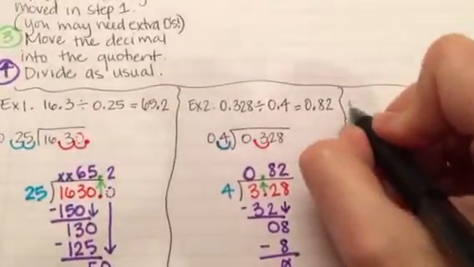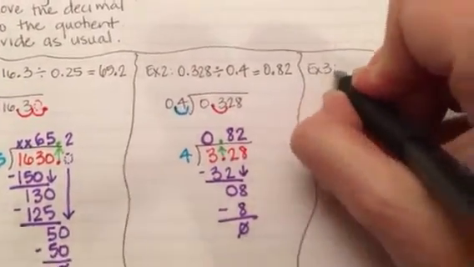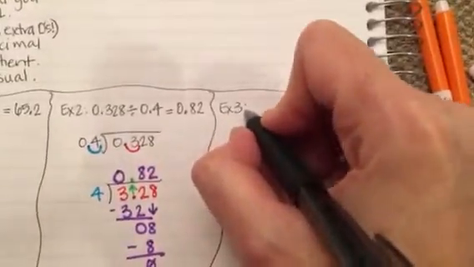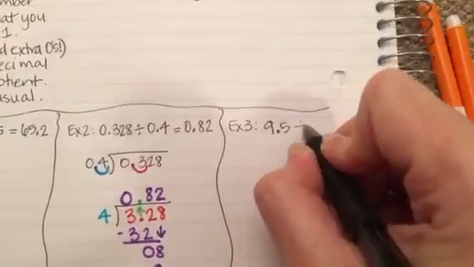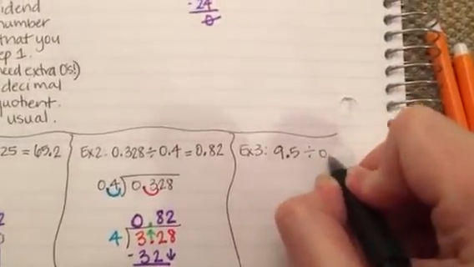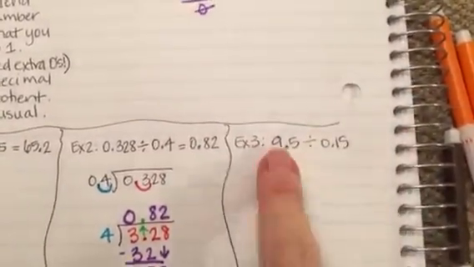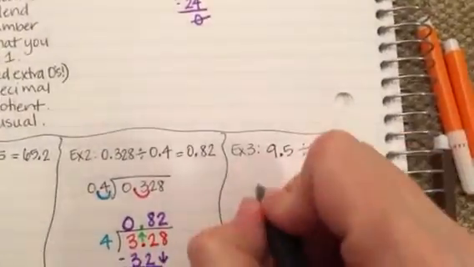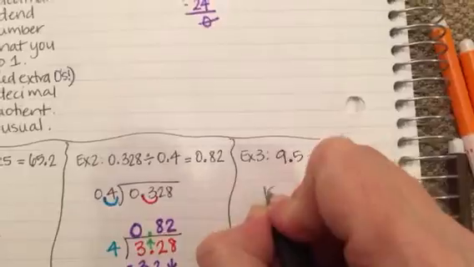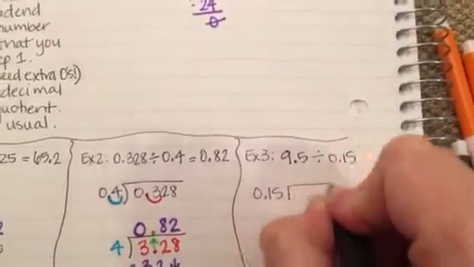And then example number 3, this will be our final example for the day, looks like this. 9 5/10 divided by 1500. So this is a little bit different. We haven't had a whole number dividend yet. So the first thing we're going to do is we're going to write this as a division problem.